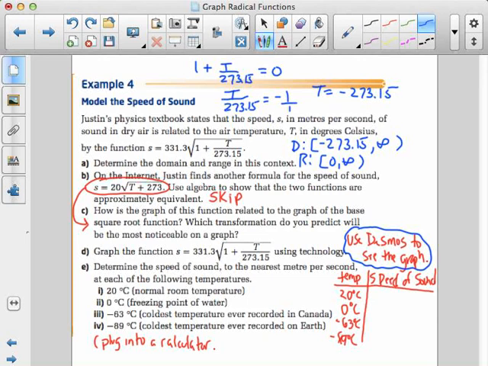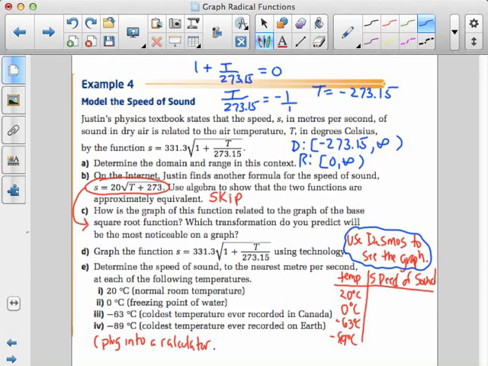I mean, there's a high temperature. At some point, you don't get any higher, right? But in terms of that equation, that would be our starting and ending value. So our starting point, remember the square root has a starting point? Our starting point, if we graph this, would be negative 273.15, 0.